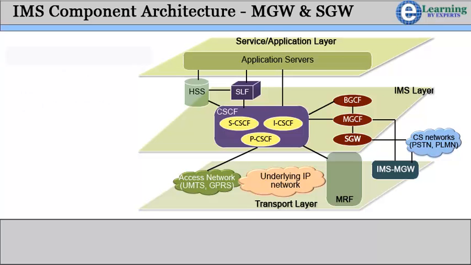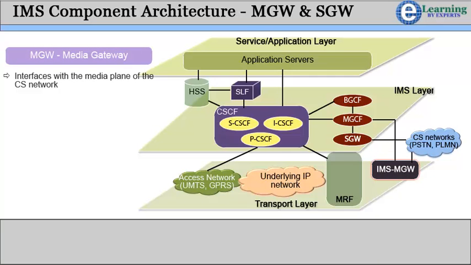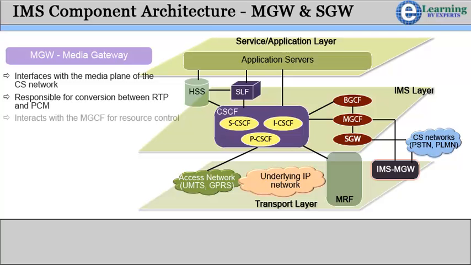A media gateway, MGW, interfaces with the media plane of the CS network by converting between RTP and PCM. In IMS, MGW supports media conversion, bearer control, and payload processing, for example codec, echo canceller, conference bridge. It interacts with the MGCF for resource control.